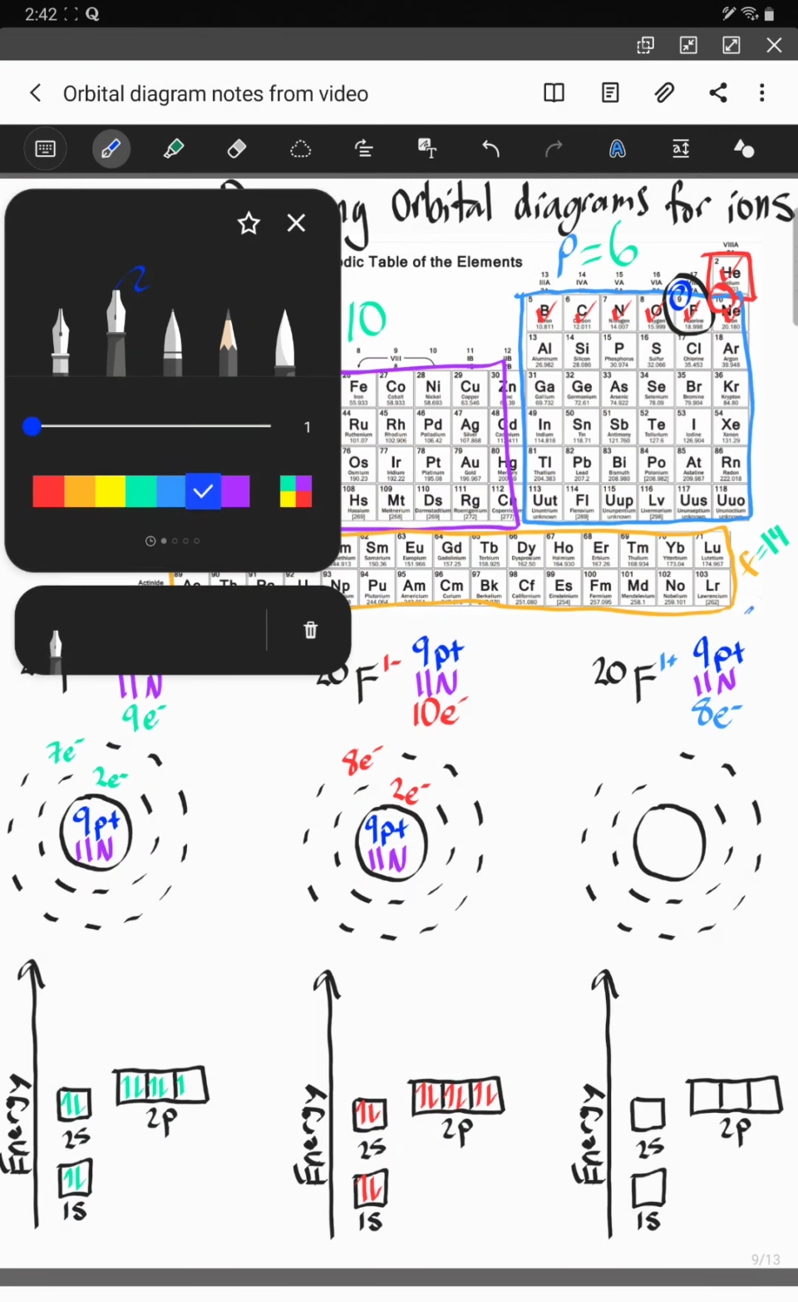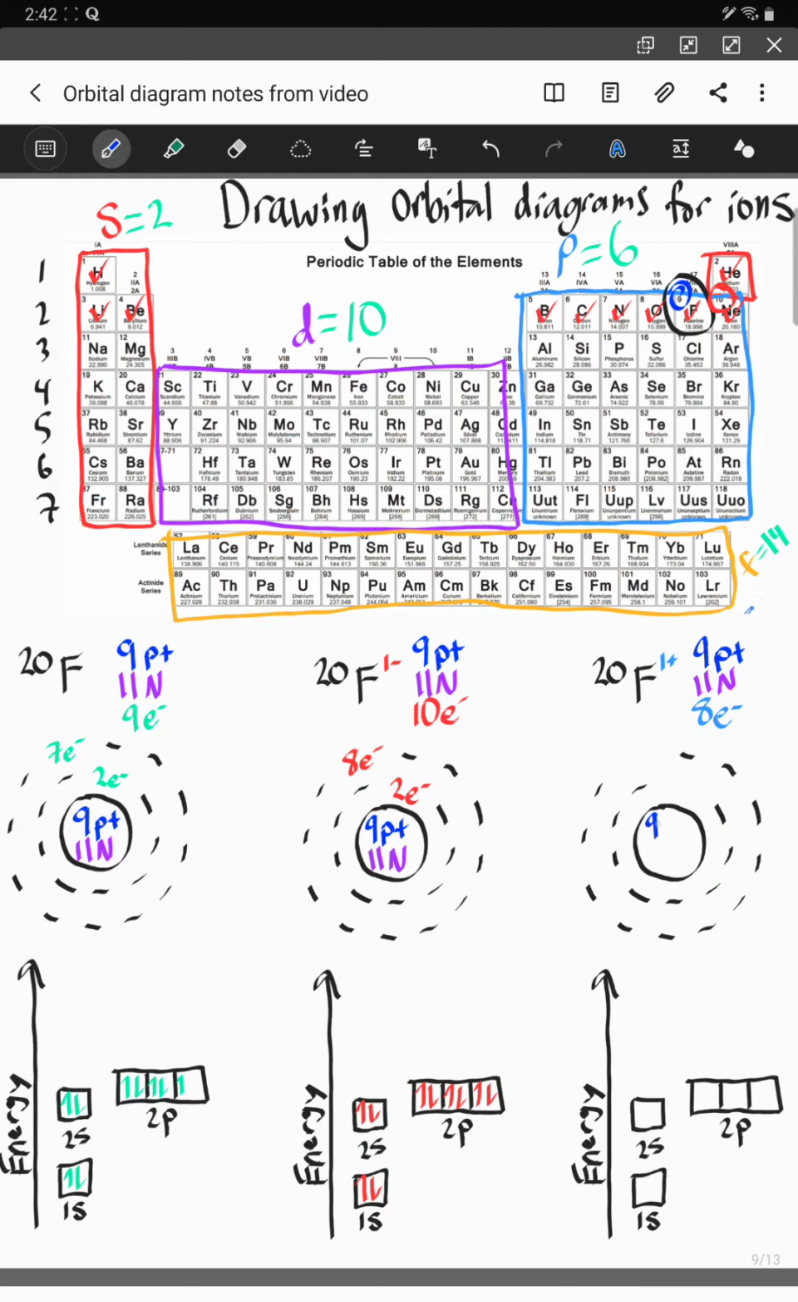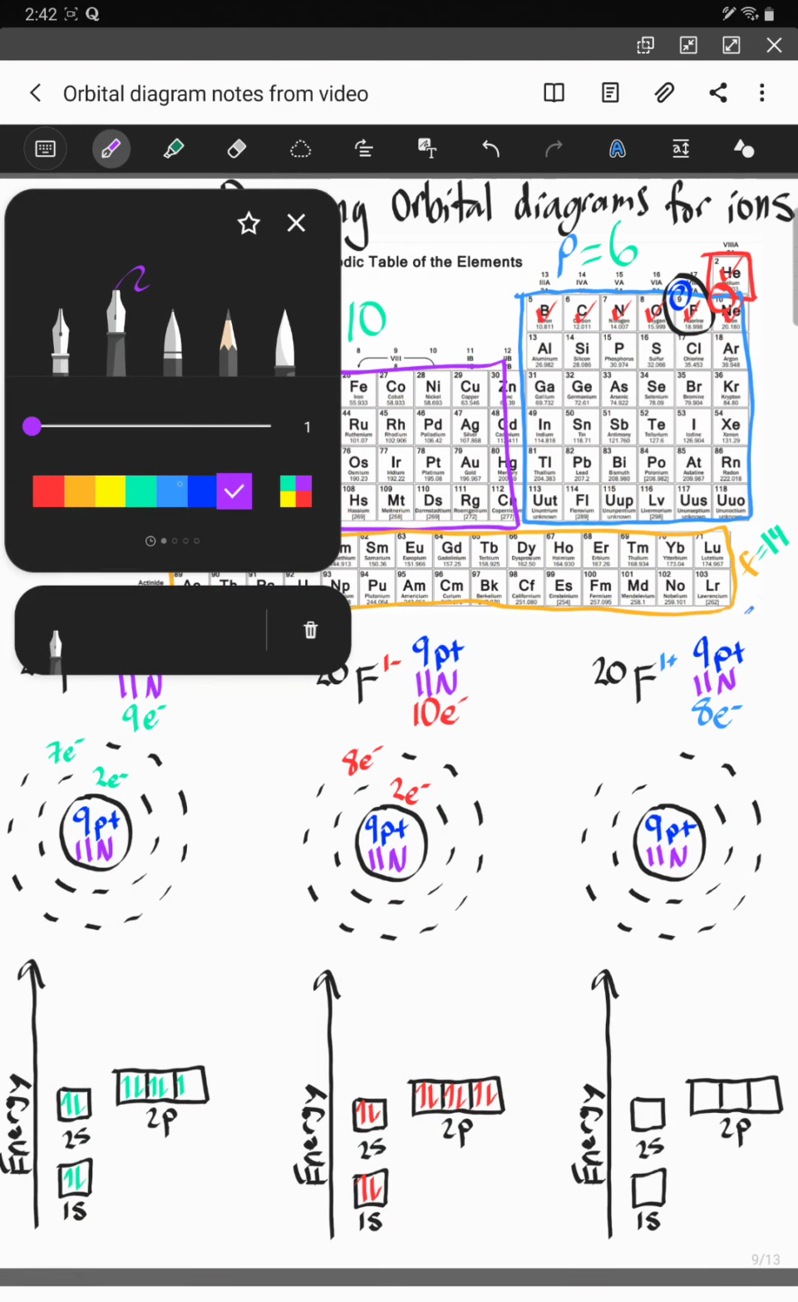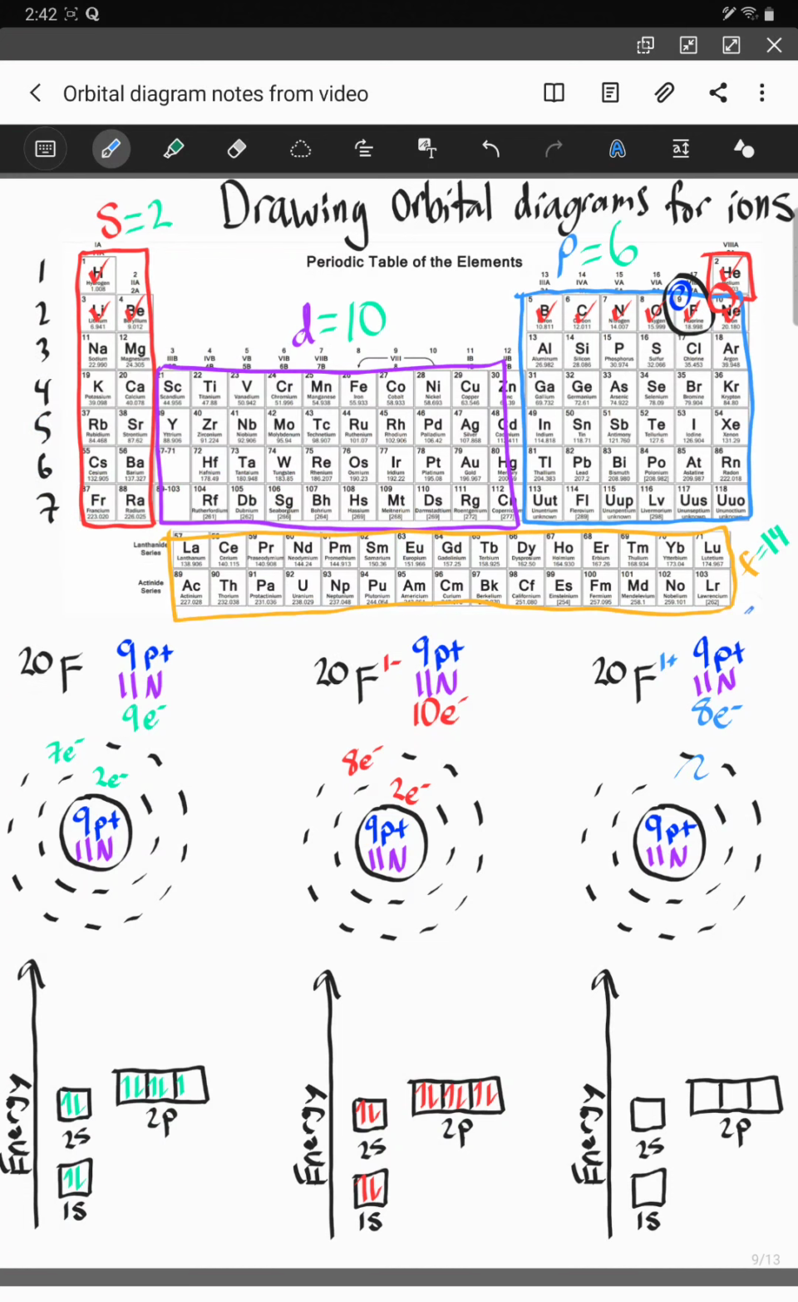I can fill in my Bohr model with my protons. So we have 9 protons. We have 11 neutrons. Then I can start filling in my electrons. I have 2 electrons in the first shell, because the first shell holds up to 2, and we have more than 2 total electrons here. And then I need how many more electrons to get to 8? Well, I already have 2 filled in, so I need 6 more to get to 8. So we have 6 electrons on the outer shell, on that valence shell.